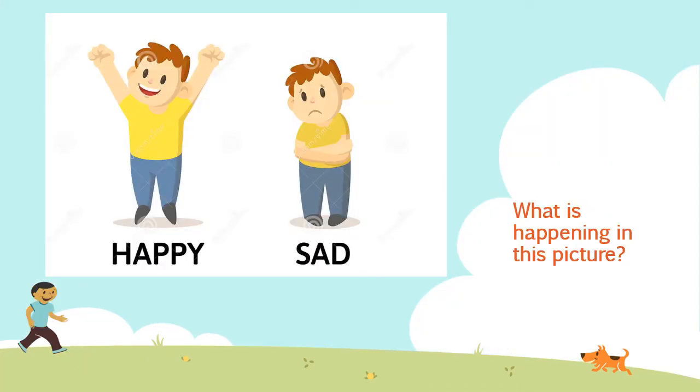Okay, so what do we see over here? A happy boy and a sad boy. Let's analyze this picture. It is the same boy that we know, the same character. No second character in this image, only one boy. First, the boy is happy, really happy. He's jumping. And in the second image, you can see the boy is sad. He's about to cry, I guess. So what happened from a happy boy to a sad boy?